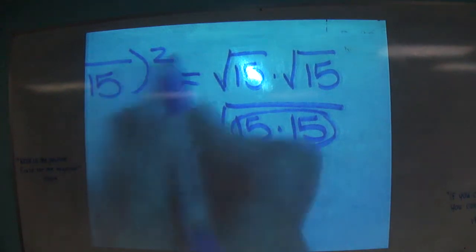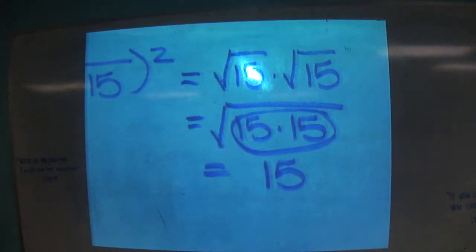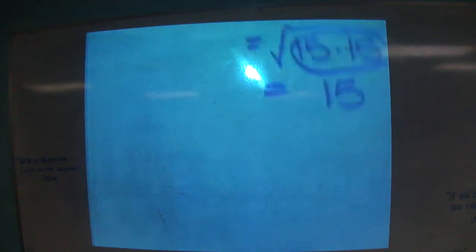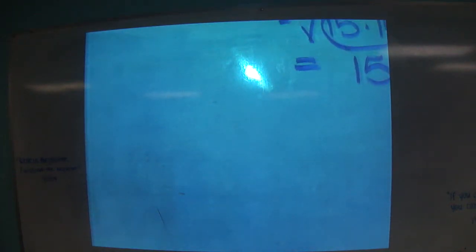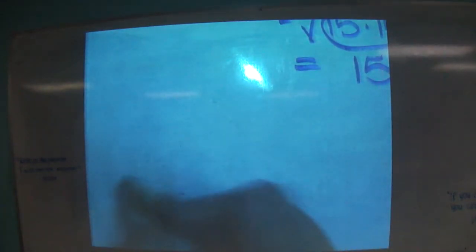So does a square root and a square cancel each other out? Isn't that what just happened? Oh, yes. Look at it. They're very interesting.